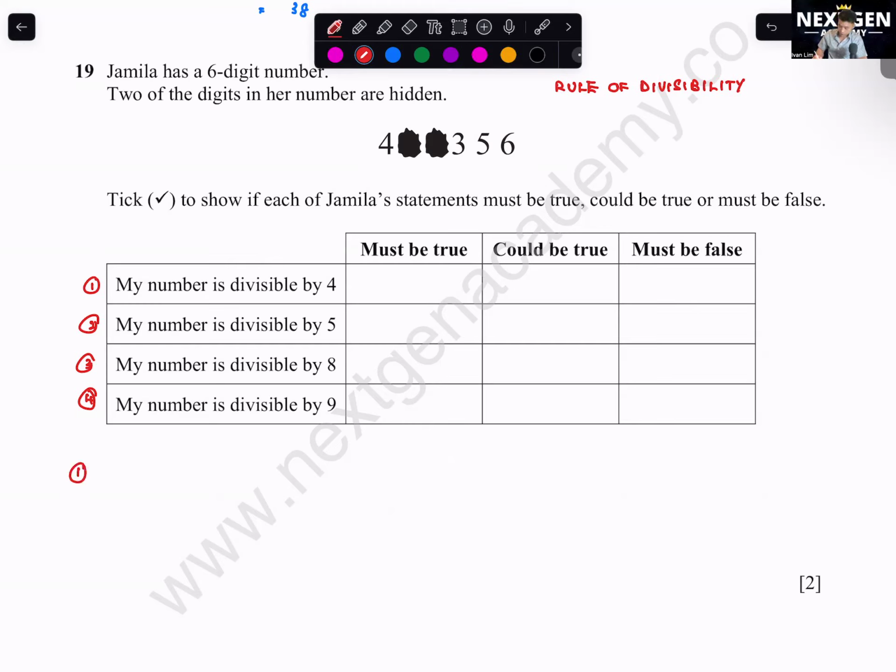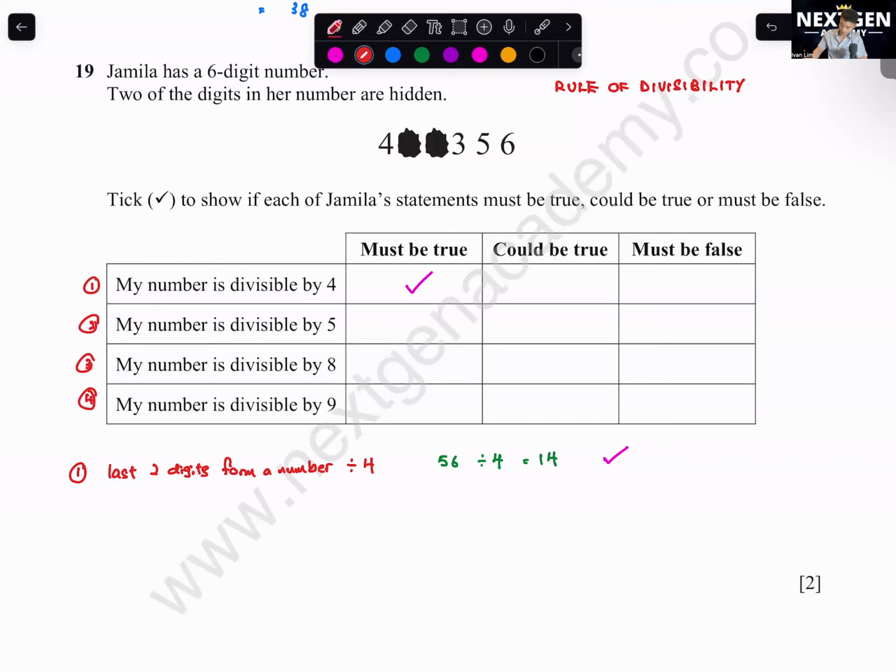Okay, first one, for a number to be divisible by 4, the last 2 digits, that means your last 2 digits, 5 and 6, can divide by 4. You don't add it up, you just form a number that can be divided by 4. So you check for this one. What's the last 2 numbers? Can 56 divide by 4 or not? 56 divided by 4 is equal to 14. So this one is true.